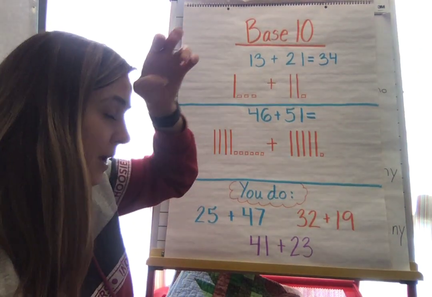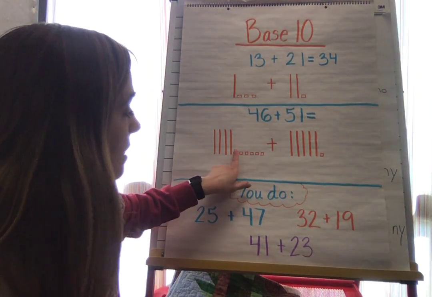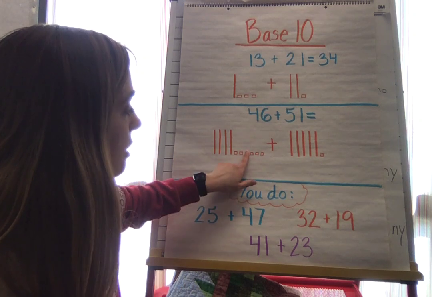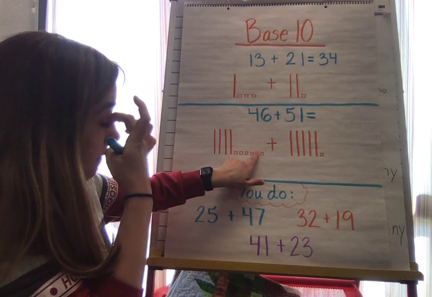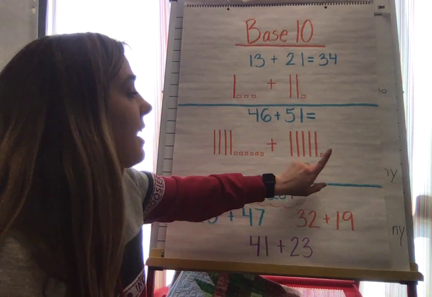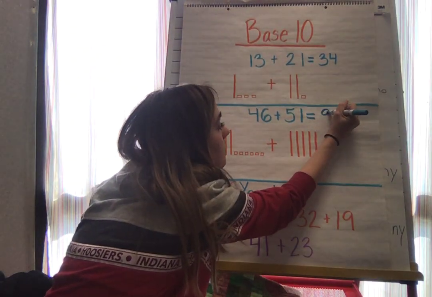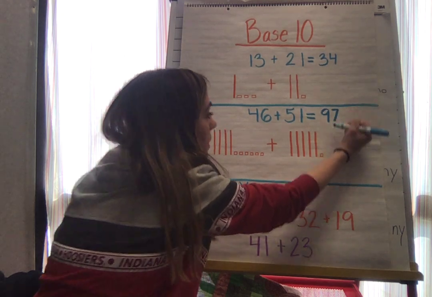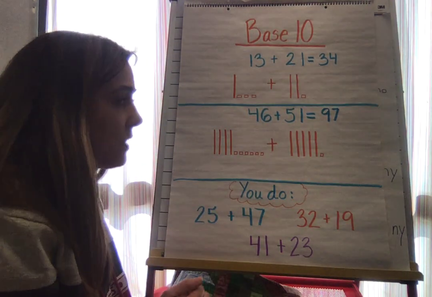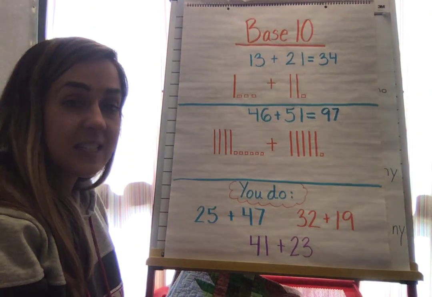I'm going to hold 90 in my head, and I'm going to count on. 91, 92, 93, 94, 95, 96, 97. So 46 plus 51 equals 97.